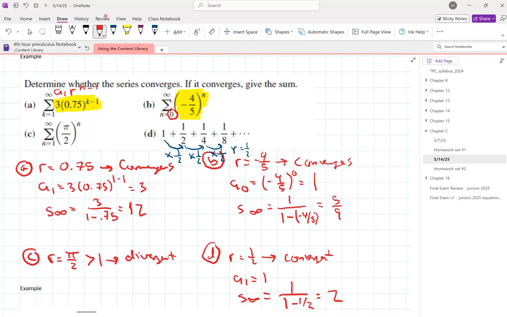Does everybody feel okay on this? Really easy to do, right? You just have to check the r and make sure it's between -1 and +1. If it is, you use the formula. If not, it's divergent and you're done.